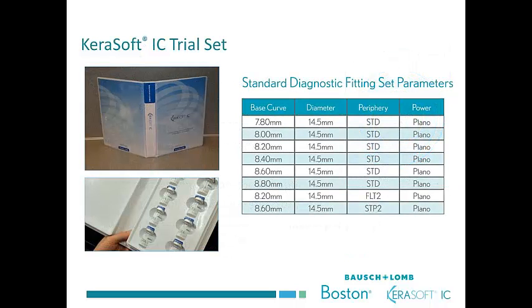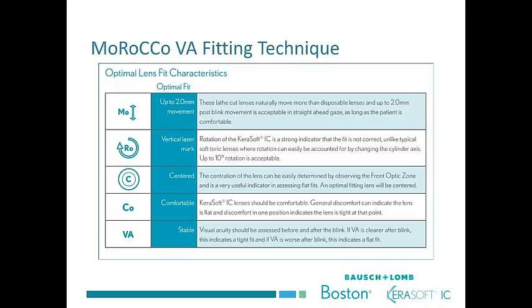So the Kerasoft IC does have an 8-lens trial set, and you can see the fitting parameters here. And how you fit it is using what's called a dynamic assessment fitting technique. They use the acronym MOROCCO VA. MOROCCO stands for movement, rotation, centration, comfort, and visual acuity. So movement, there's up to 2 millimeters of movement.